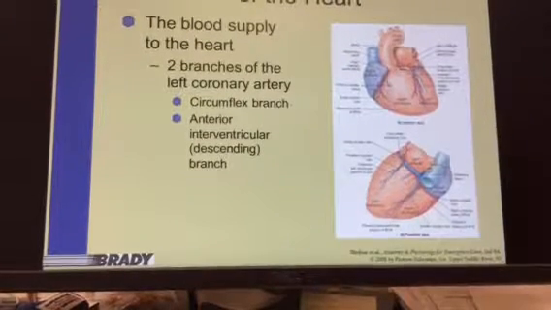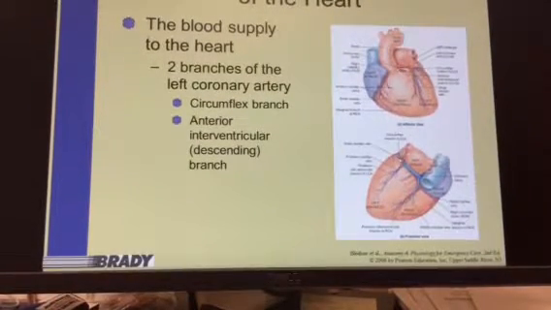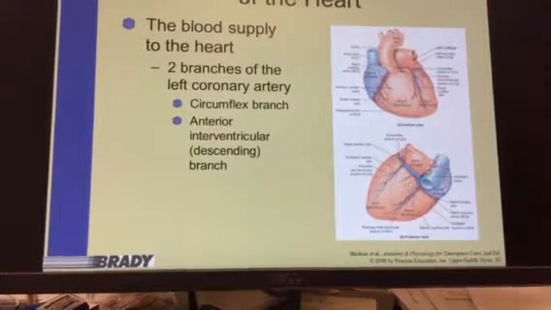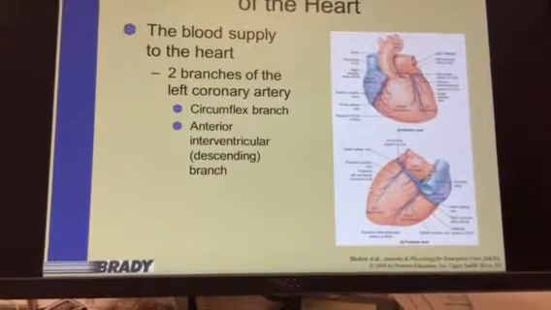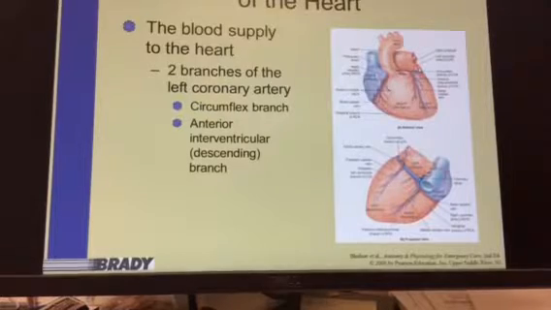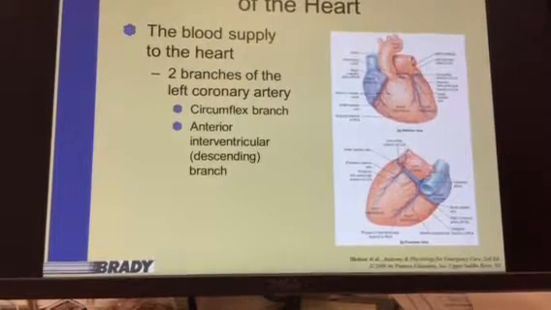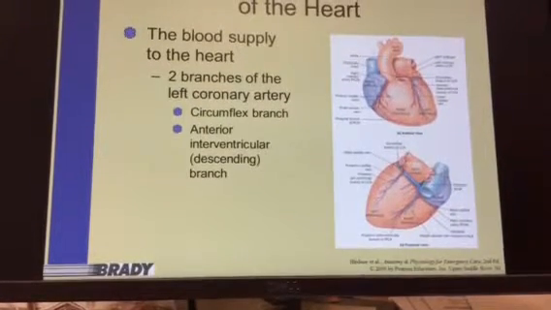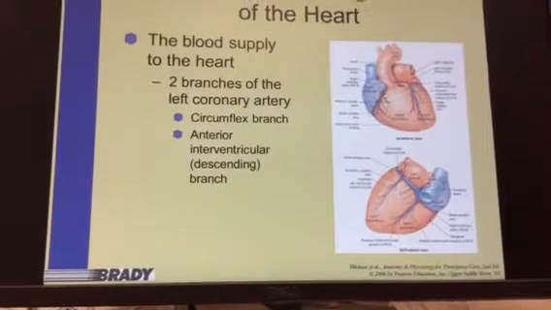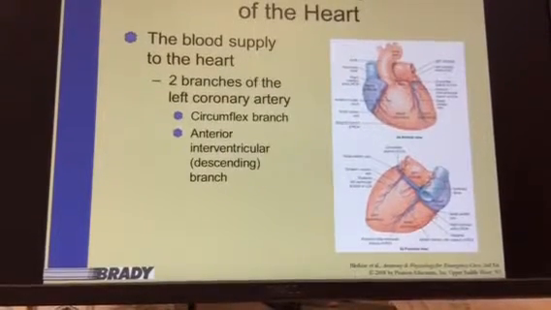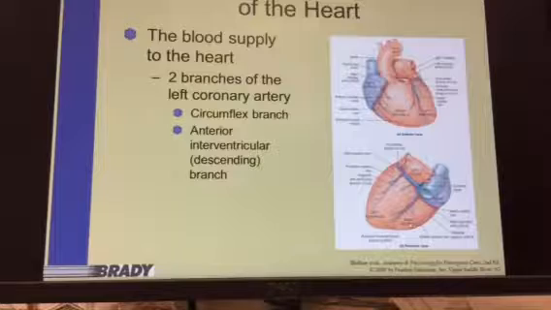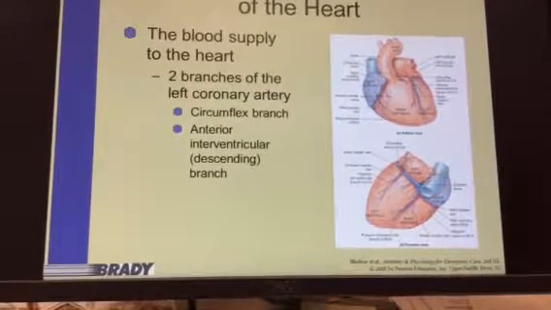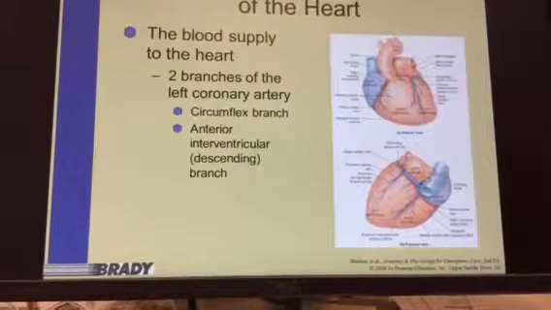We also have the circumflex branch, which comes around, does the posterior aspect, and comes down here. So we see a blockage of this, we're going to see lateral changes, and when we see blockage of the right coronary artery, we're normally going to see inferior changes as well. So inferior and right-sided changes when you see the right coronary blocked.